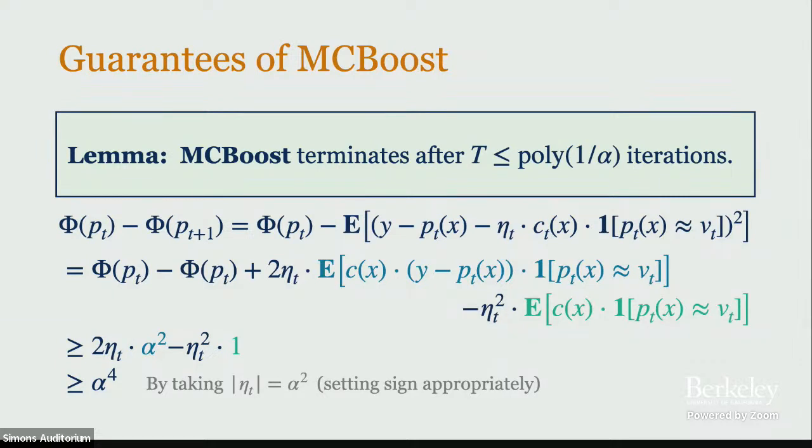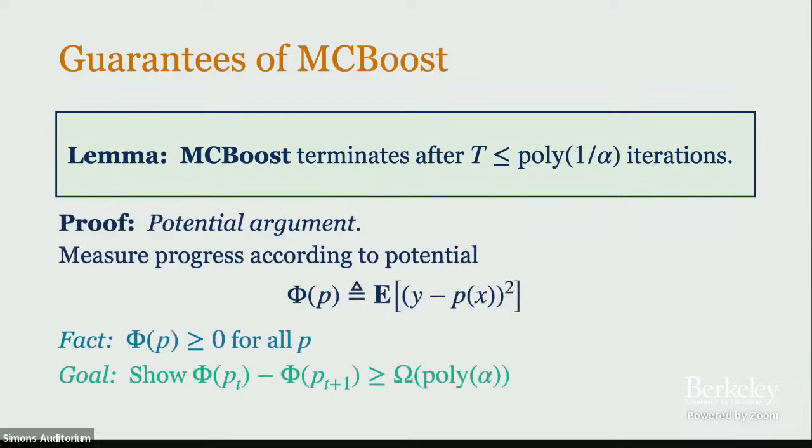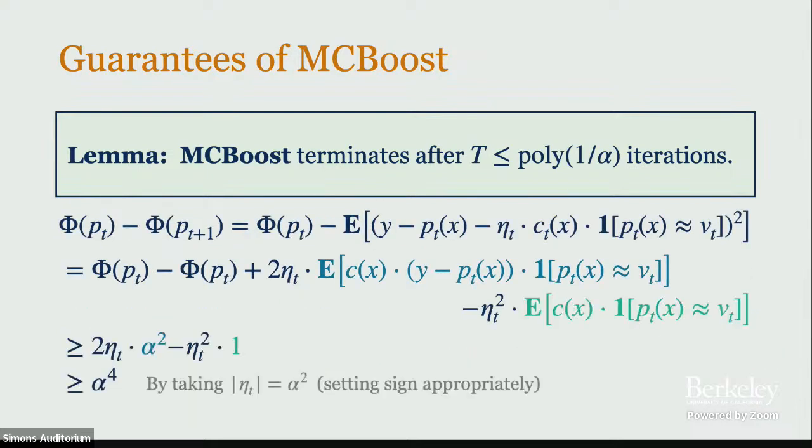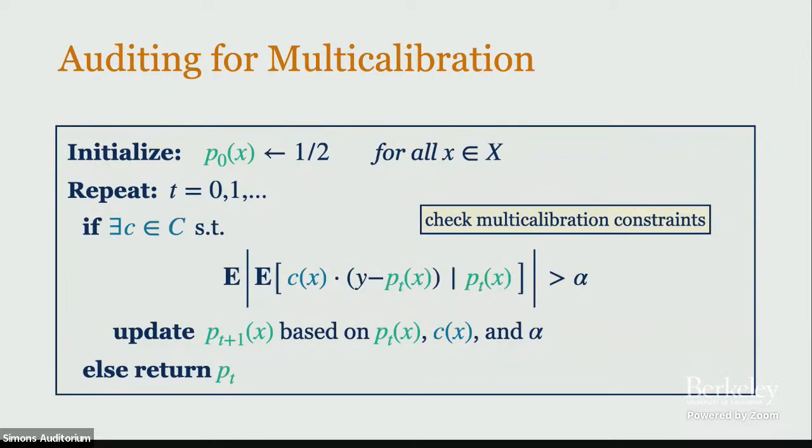What it says too, as a corollary, is that these updates are moving you closer. These updates are improving your squared error. At every update, we're improving our overall squared error. And that's it. So we have a bound on the number of iterations that we'll ever make, and this bounds our complexity. And now the thing that we need to turn to is checking these multi-calibration constraints.